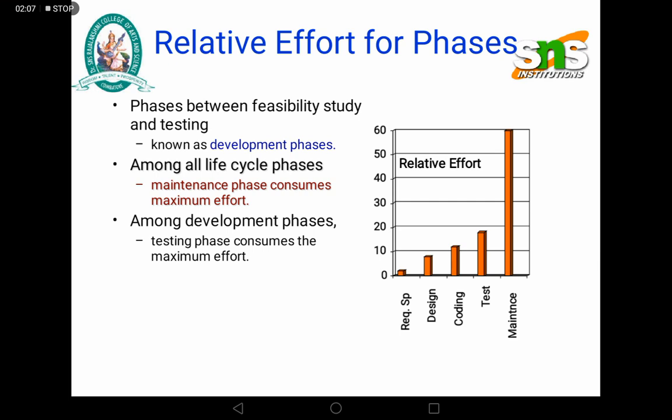Likewise, the left side chart explains how much effort is taken for the development phase. This chart covers requirement specification, design, coding and testing. These 4 phases are called the development phase, and maintenance is a single phase. 60% of the effort is given to the maintenance phase, and among the development phases, the testing phase consumes more effort, but maintenance consumes more effort than the testing phase.